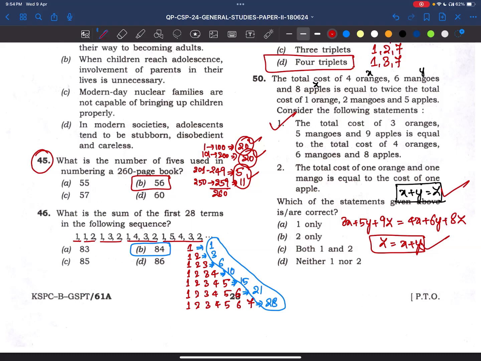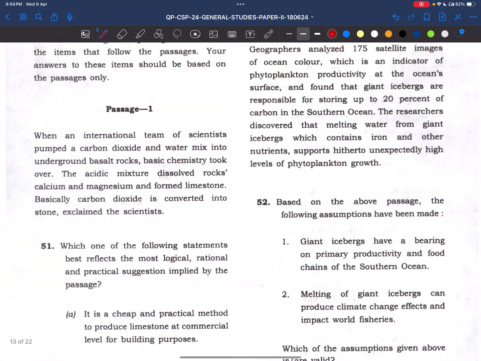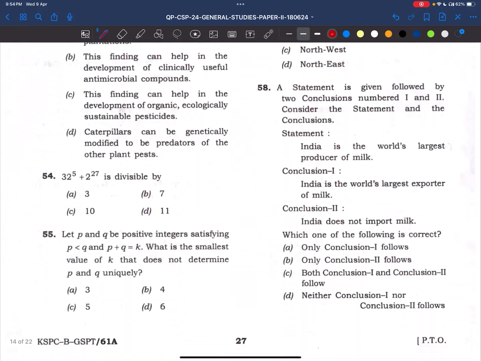So statement 1 is correct. Now the total cost of 1 orange and 1 mango is equal to cost of 1 apple. See here, this is cost of 1 apple, right? This is cost of 1 orange, cost of 1 mango. So yes, statement 2 is also correct. So answer is C. Okay.